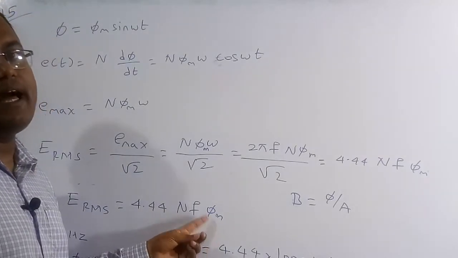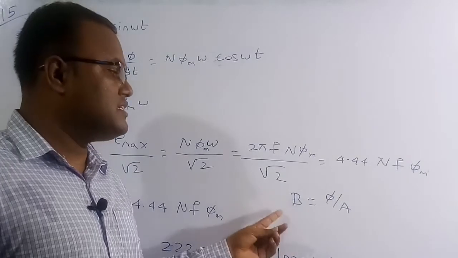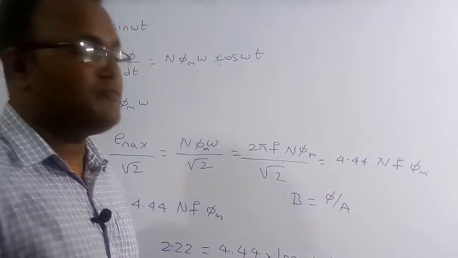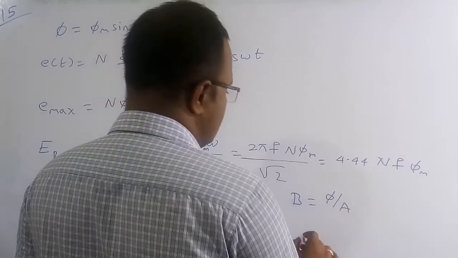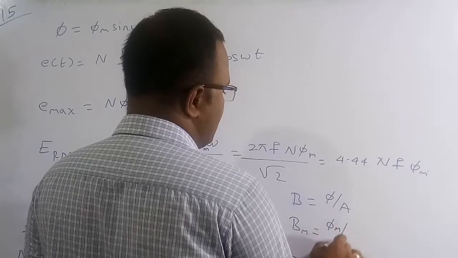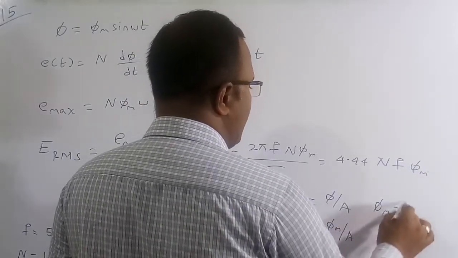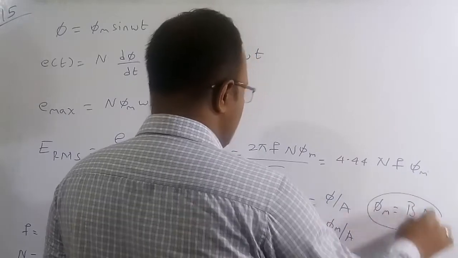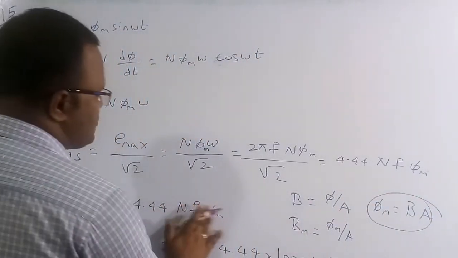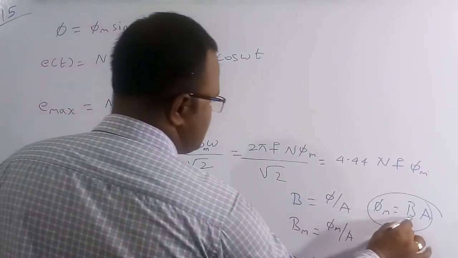Phi m is called the maximum flux in the core. See here, the flux density B is equal to flux per area. Because area is a constant, the maximum flux density will be maximum flux per area. So the maximum flux is equal to maximum flux density into area. Therefore, in place of phi m, I can substitute B max into A.